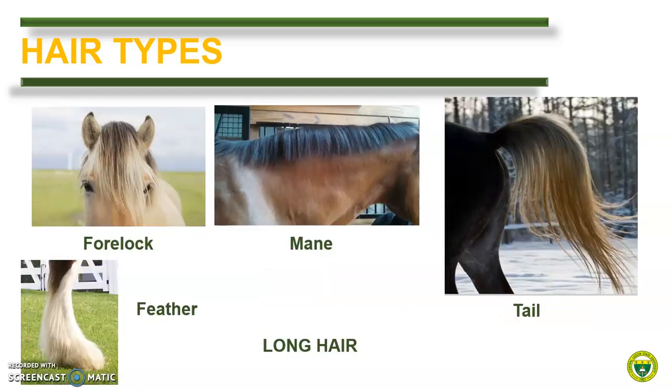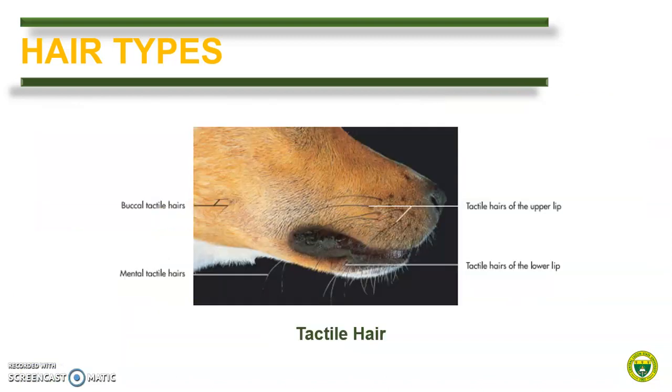We also have a type of hair called long hair, which is present in the forelock, mane, tail, and feathers of the horse. Tactile hairs are stiff, sensory hairs in some of the domestic animals, which are located on the upper and lower lip, chin, cheek, and around the eye and carpus.